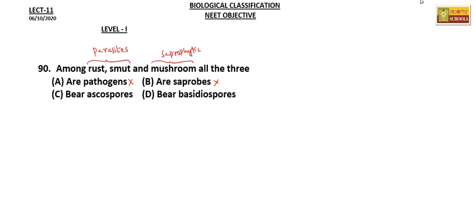They bear ascospores: no, ascospores are seen in the group Ascomycetes. Here, rust, smut and mushrooms, all these three belong to the group Basidiomycetes, and Basidiomycetes bear basidiospores. So the right option is option D.